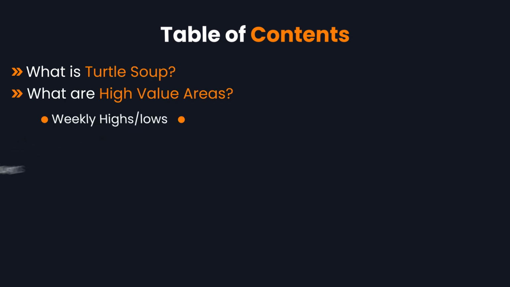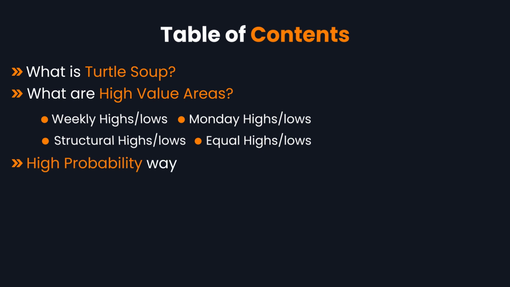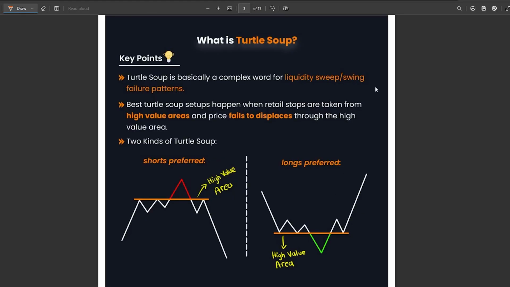and weekly lows, Monday highs and Monday lows, structural highs and structural lows, equal highs and equal lows. Thirdly, we will be covering high probability way of trading turtle soups, and lastly, we will be seeing how to place stop losses using average true range, Fib extensions and manual stops. So let's get started. So first of all, let's study what is a turtle soup.